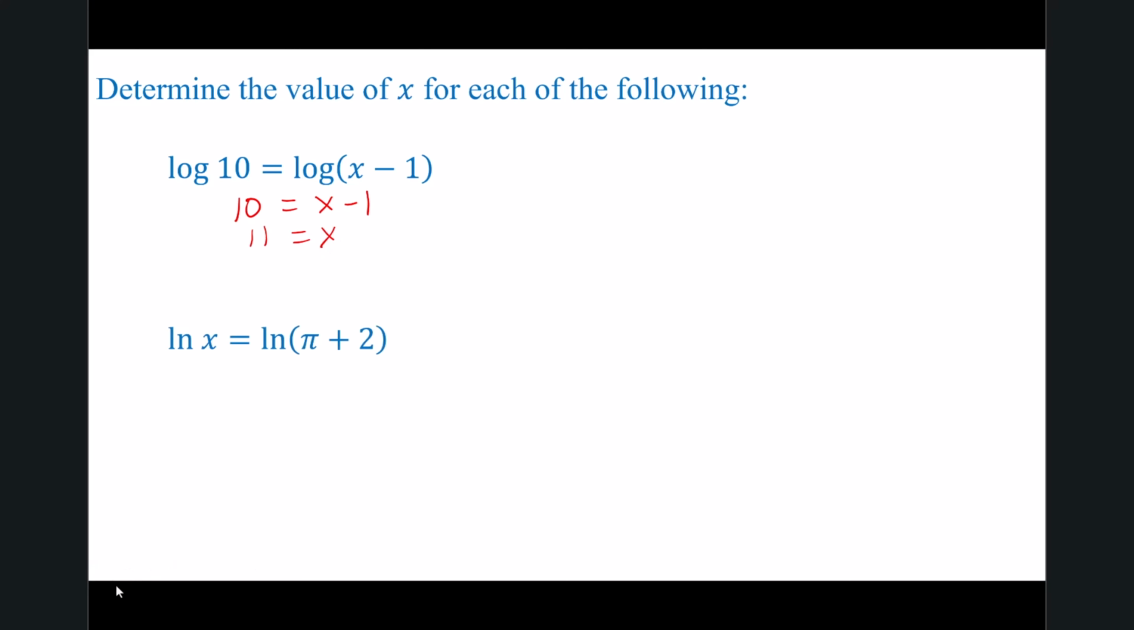For this one, we have the natural log of x equals the natural log of pi plus 2. So the same base, and because natural log is a one-to-one function, that means that x would have to be equal to pi plus 2. And we could approximate that about 3.14 plus 2, but pi plus 2 would give you our exact answer for x.